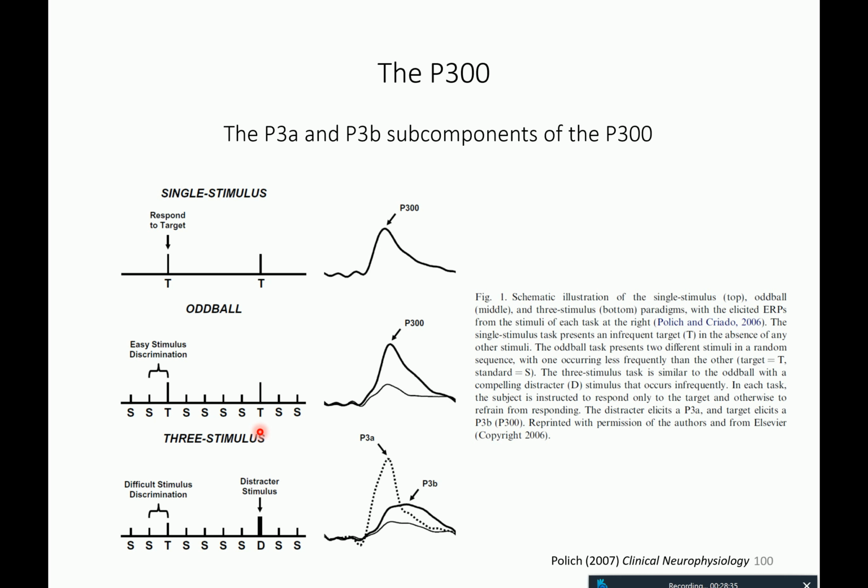So here's an example of different kinds of paradigms that one can do. All of this is taken from this Polich review in Clinical Neurophysiology from 2007. Here, this would be a single stimulus referred to as target, and the participant has the task to press a button when the target appears. What is then usually observed is a peak 300 milliseconds after stimulus onset. This has to do with both the stimulus and actually the response.